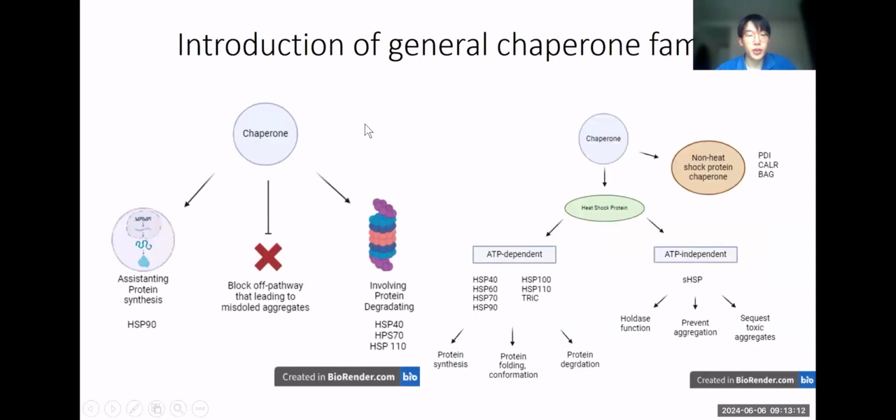Within the proteostasis system, a very important class of proteins called chaperones helps regulate the proteostasis network. In general, chaperones are involved in all types of proteostasis networks, including assisting protein synthesis. They also help block the pathways that lead to misfolded protein aggregates, and help with protein degradation if the protein is misfolded and aggregated. Within the chaperone family, a majority belong to the small heat-shock proteins, which include ATP-dependent and ATP-independent heat-shock proteins. I'll bring that up later. And of course, some non-heat-shock protein chaperone families are also related.